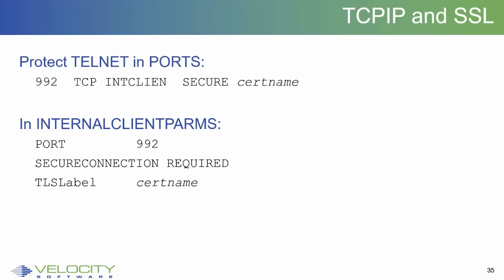For Telnet, for TN3270, there's 2 spots you're going to want to pay attention to. You'll set up port 992 for the internal client in TCP/IP to secure with that certificate name. And you also want to update the internal client parms section to have port 992, secure connection required, and the TLS label of your certificate, the label name.